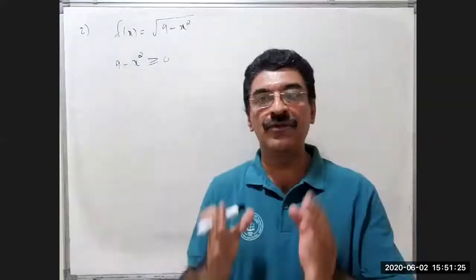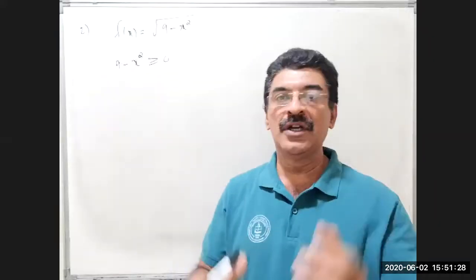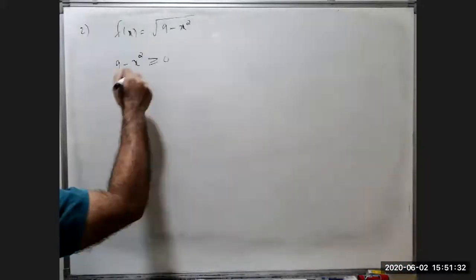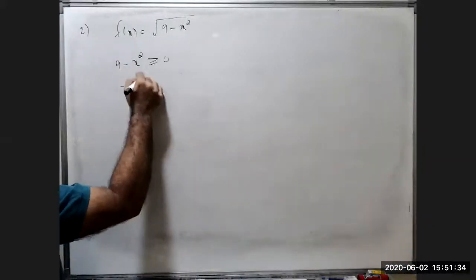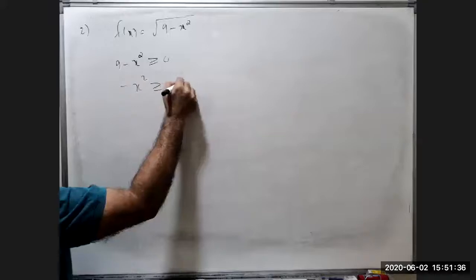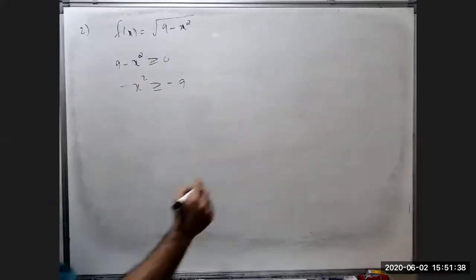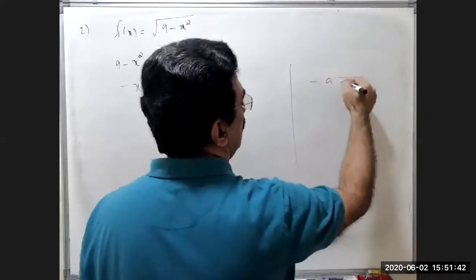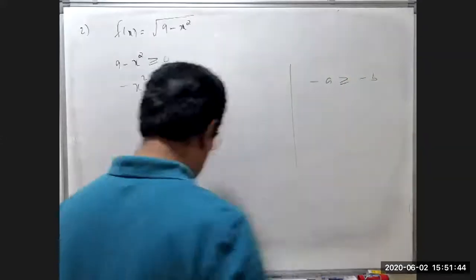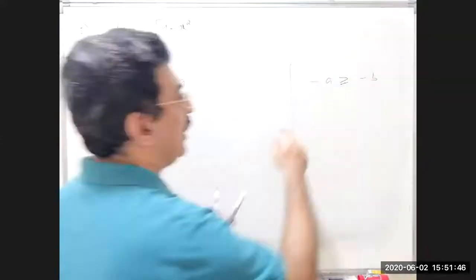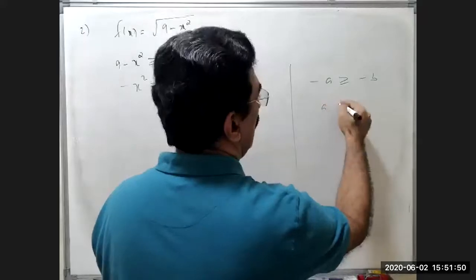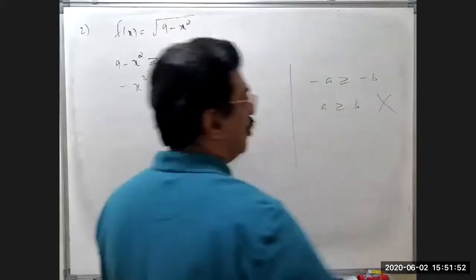Now the question is, which are the possible values of x? Possible values of x, that is the domain. So taking this to the other side, minus x squared is greater than or equal to minus 9. Remember one thing: when minus a is greater than or equal to minus b, cancelling the negative sign from both sides, a greater than or equal to b is wrong.